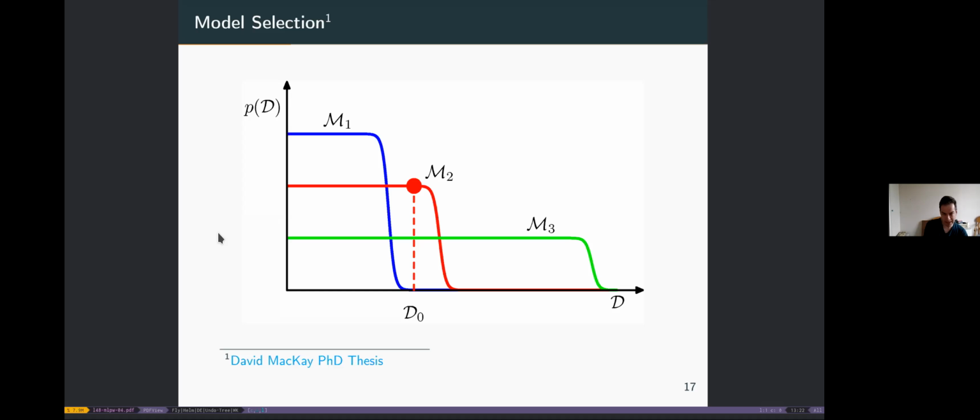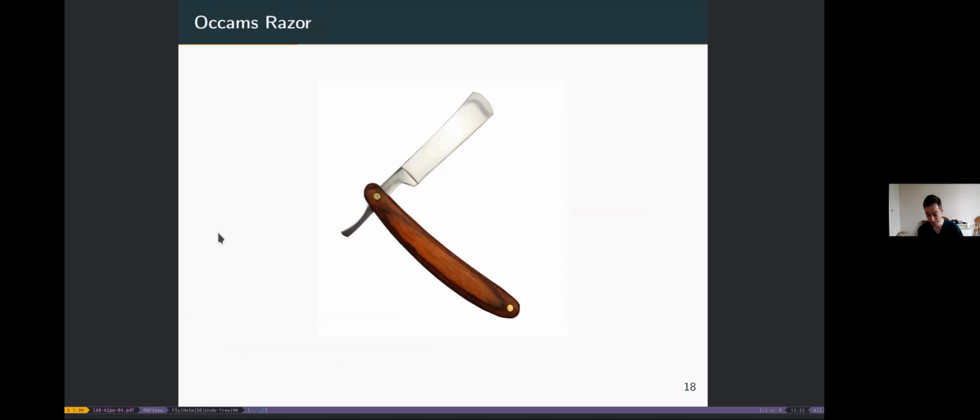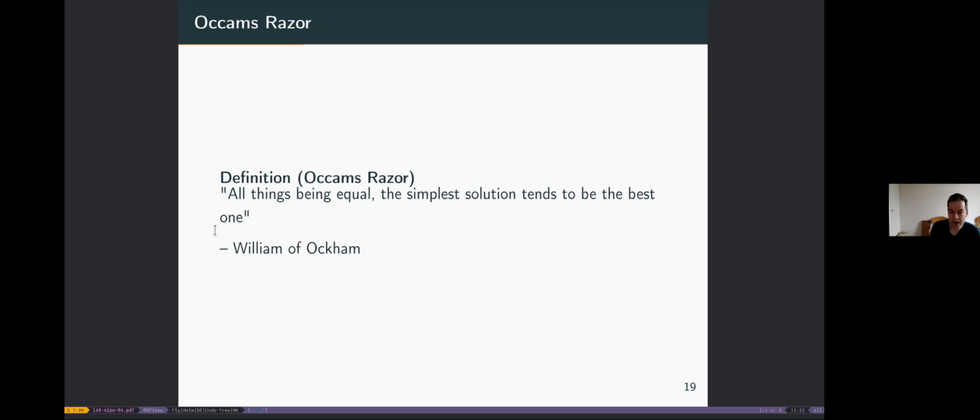So effectively, this is where the notion that some people say that the marginal likelihood implements Occam's razor comes from. Occam's razor being, all things being equal, the simplest solution tends to be the best one. So that's the idea. This is great, right? How nice is this? We can just integrate, find our marginal likelihood, and pick the simplest model. But to me, this is a little bit more complicated than this, because what is simple? What is the notion of simple?